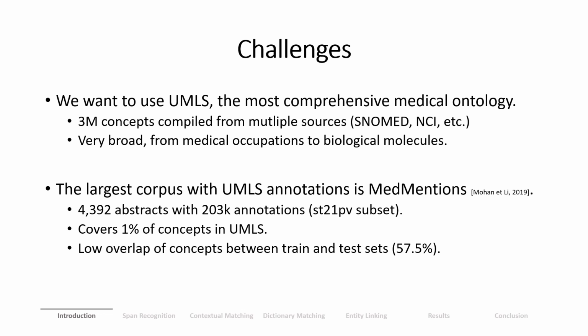Now, this presents us with the first challenge. The medical ontology of interest to us is UMLS, which is very comprehensive, but it includes a very large number of concepts, over 3 million compiled from multiple sources. Additionally, we'll be working with the MedMentions corpus, which has the most UMLS annotations, but still presents very low coverage of UMLS, covering only about 1% of all concepts. The low coverage also becomes a problem across the dataset splits, with almost half the concepts in the test set not occurring in the training set.